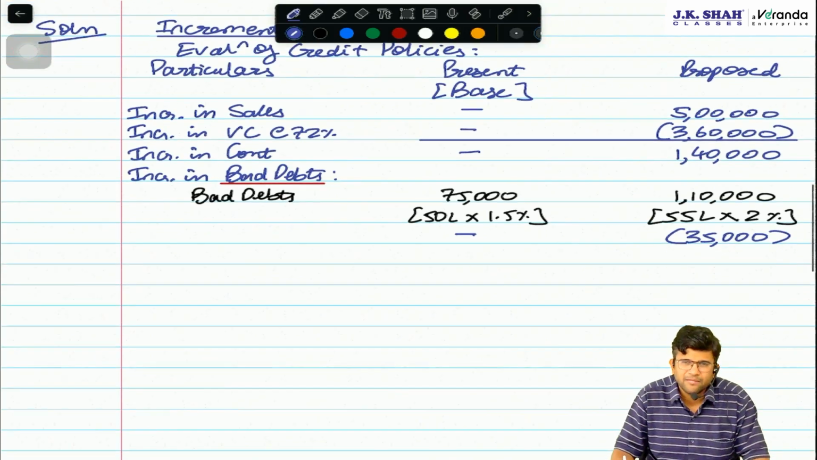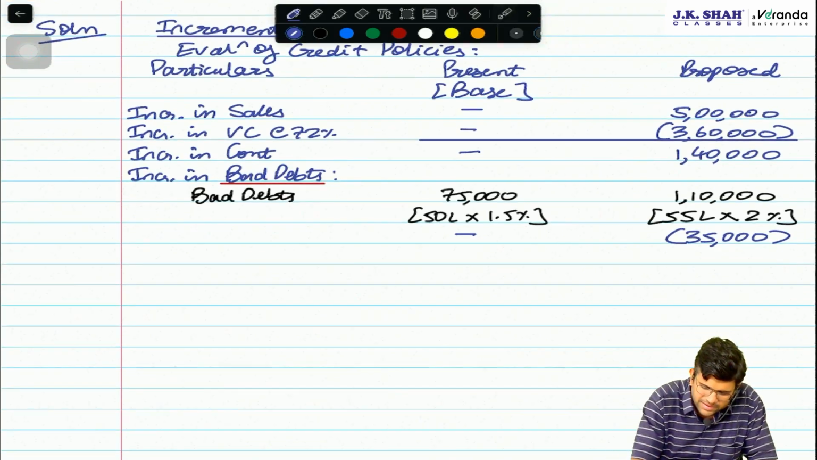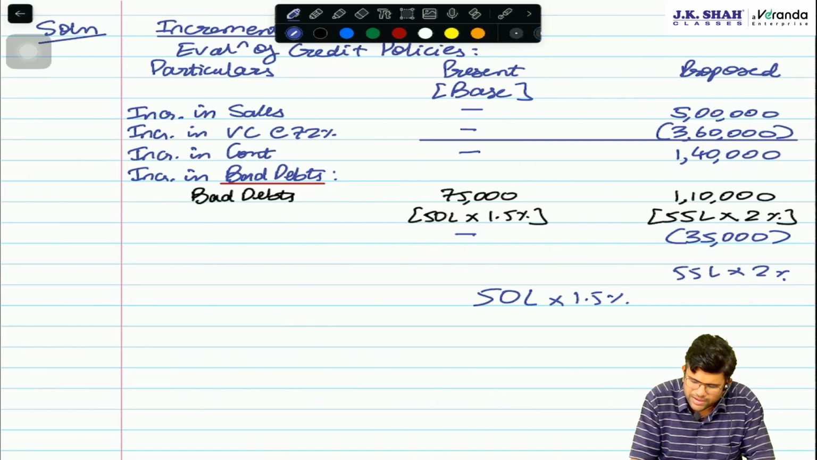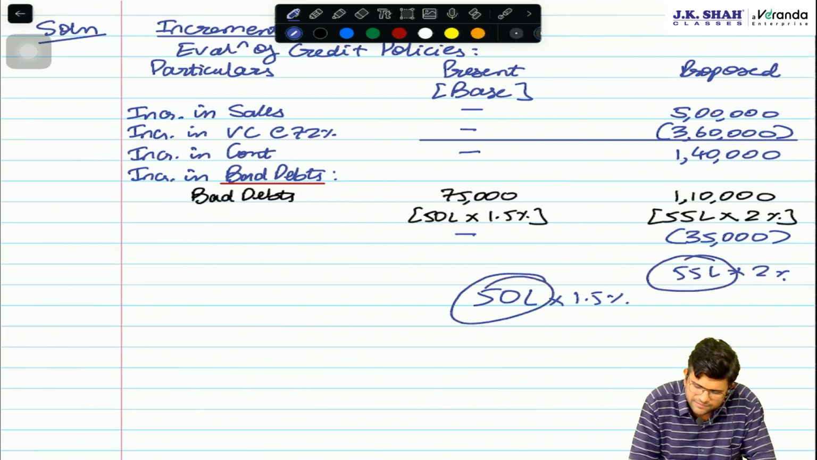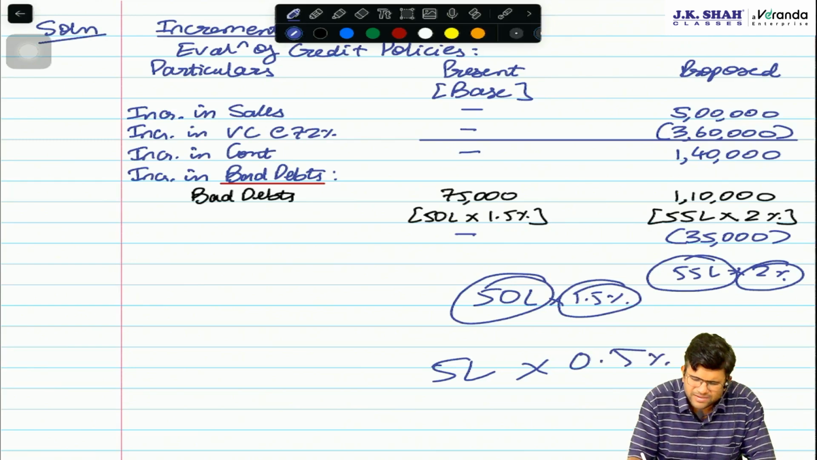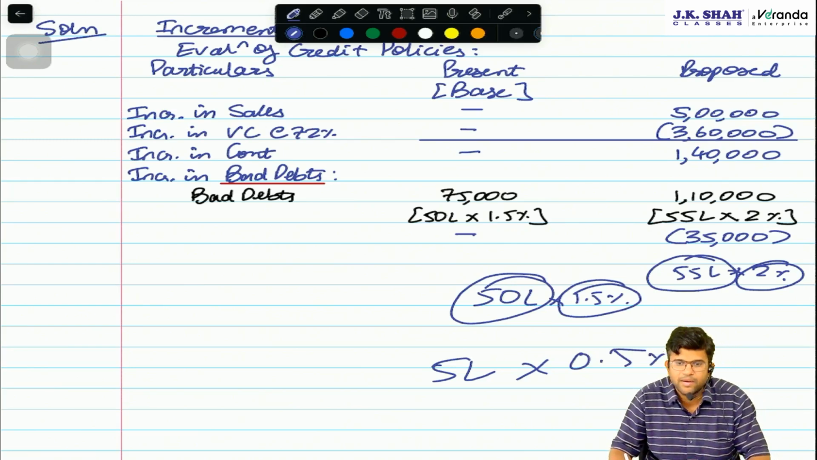Some people make very, very horrible mistakes. See, they say that bad debts here is 50 lakh into 1.5%. There it is 55 lakh into 2%. So incremental, can I say, will be 55 minus 50, that is 5, into 2 minus 1.5, that is 0.5. Something like this mistake they do, it is mathematically wrong.